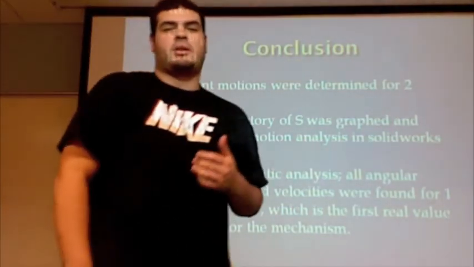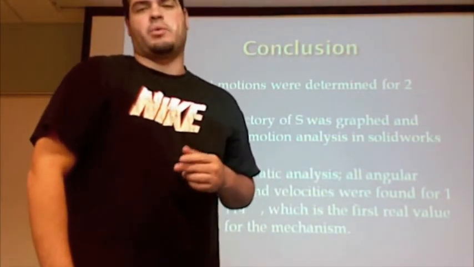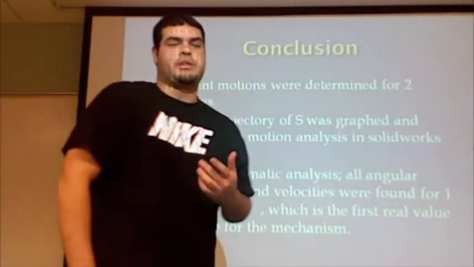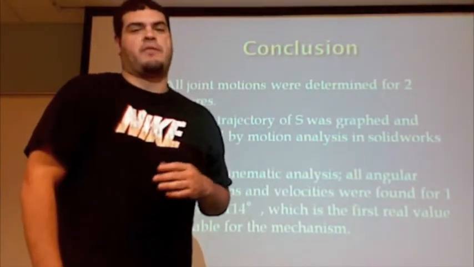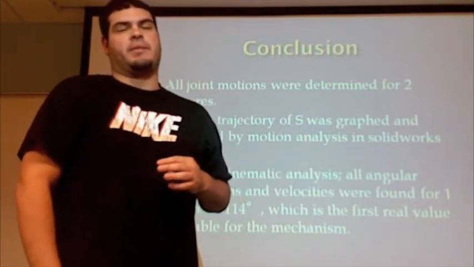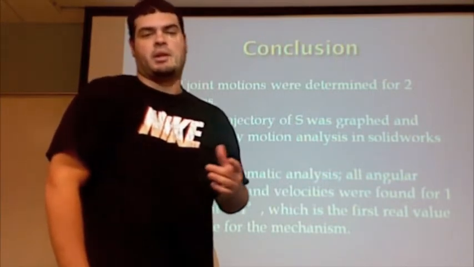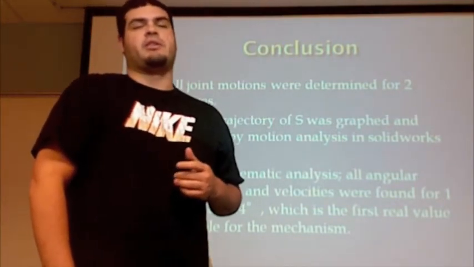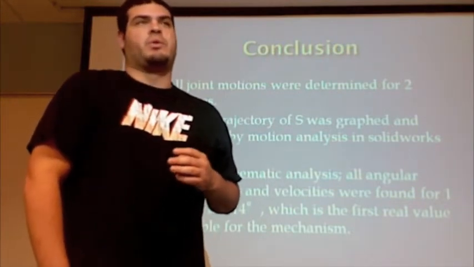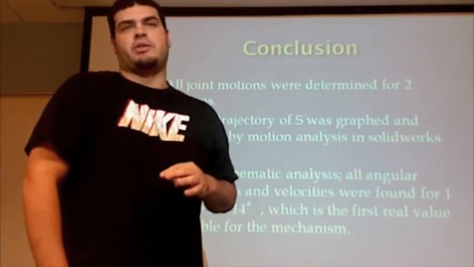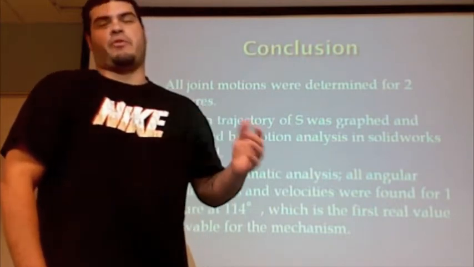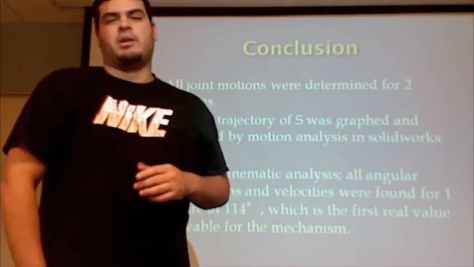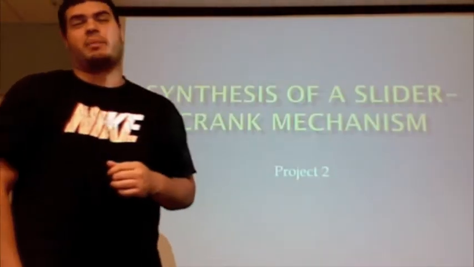All right, for this experiment, we saw that we had two different closures that we were able to find for the joint motions, which were theta 2 and theta 3. And a position of a trajectory of S was graphed through SolidWorks and Excel, and both of the graphs came out pretty much equivalent. Also through kinematic equations, we were able to analyze all the angular accelerations and angular velocities, which were between 114 degrees to 307 degrees roughly. And the values before and after that were all imaginary values that didn't work for our system since it was a double rocker. All right, now we're going to talk about the synthesis of a slider crank mechanism.